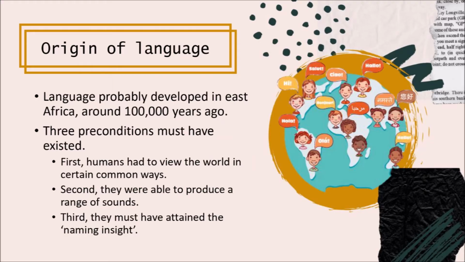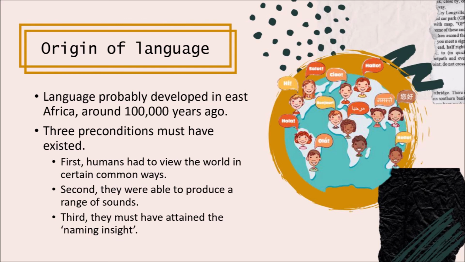The next topic is the origin of language. Language probably developed in East Africa around 100,000 years ago. Three preconditions must have existed. First, humans had to view the world in certain common ways. They noticed objects and actions, for example.